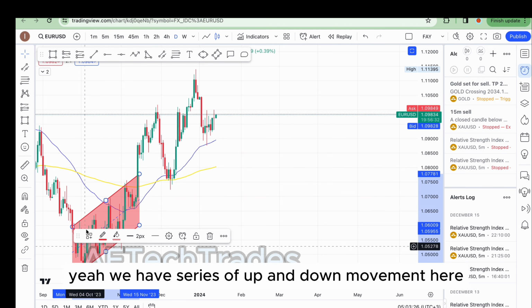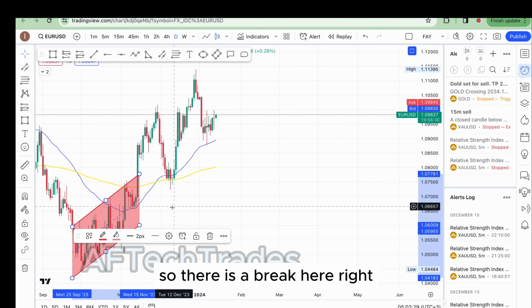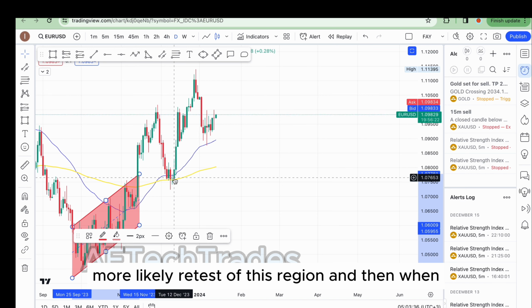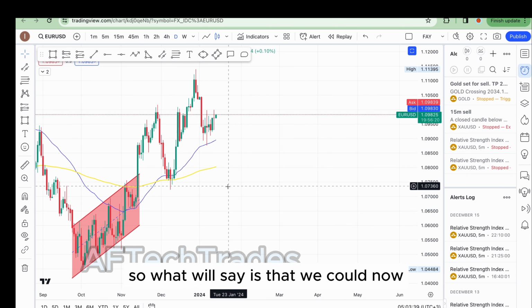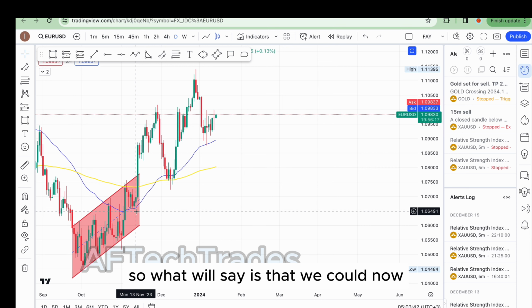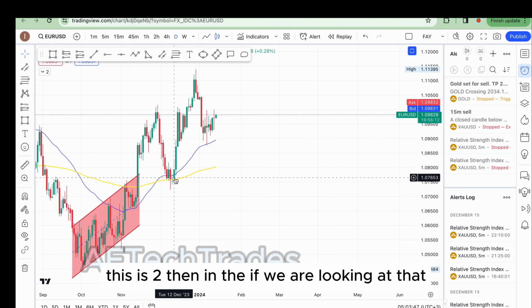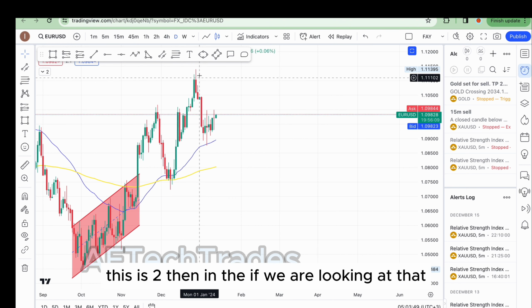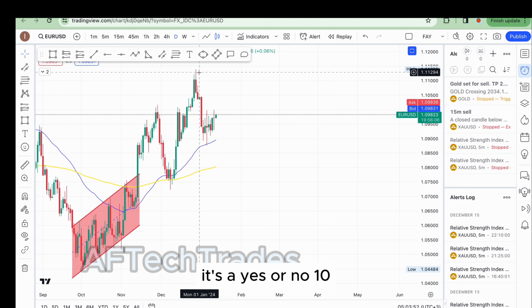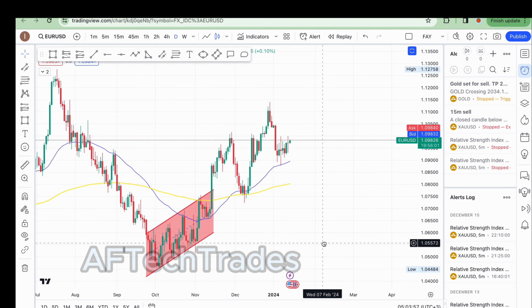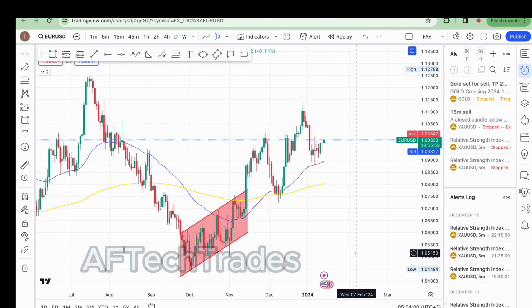yeah, we have a series of up and down movement here. So there is a break here, right? When this break happened, it came back to this region again, more like a retest of this region, and then went bam. So we could now count this, that from this break, this is 1, this is 2, then if we are looking at whether 3 has formed, it's a yes or no thing. So how do you know whether it's a 3? And if it is a 3 or not, also I talk about 5 3 5 3 5 3.